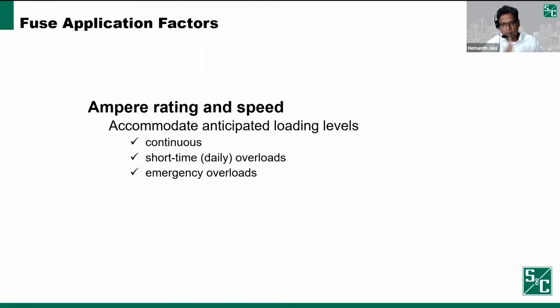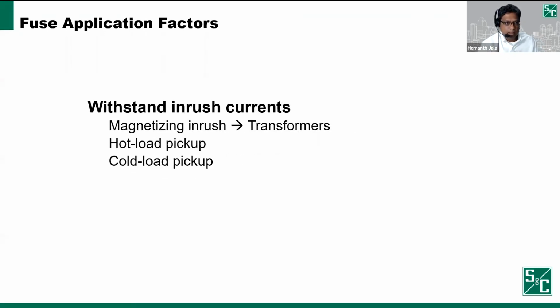Speed is basically, remember the TCC that we just looked at? The TCC shows the operational curve of a fuse: for a given amount of current, the time it would take to operate. The speed is basically the slope of that curve, and you've got different speeds based on different manufacturers. So you want to select the right continuous current, and you want to select the right speed to meet your application needs.